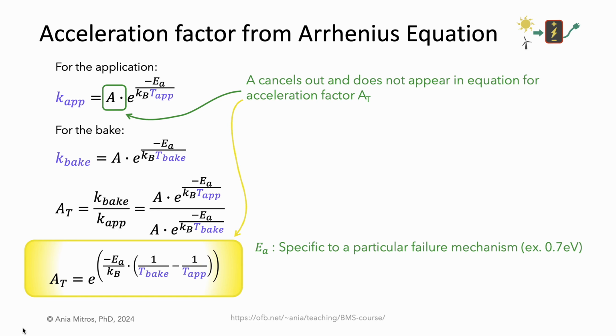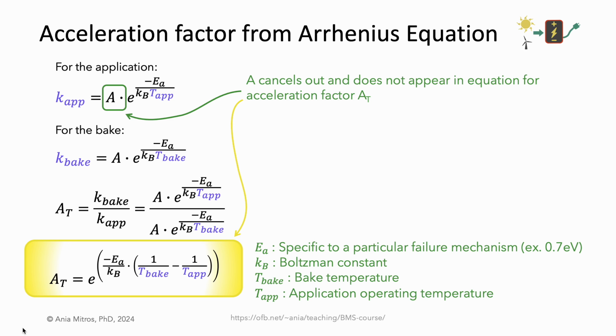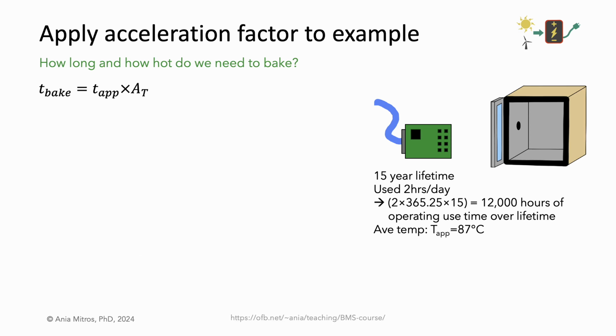The terms in the acceleration factor equation are EA, which is specific to each failure mechanism. 0.7 eV is the value that I've seen most often. We'll talk more about EA later. The Boltzmann constant, a fixed value, and the temperatures for our accelerated lifetime baking and for our application. Let's apply the acceleration factor to our example problem. How hot and how long do we need to bake to emulate this product's lifetime aging?